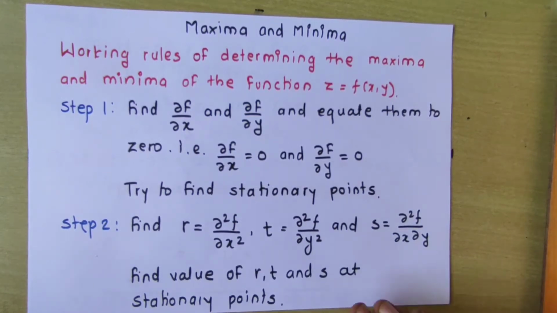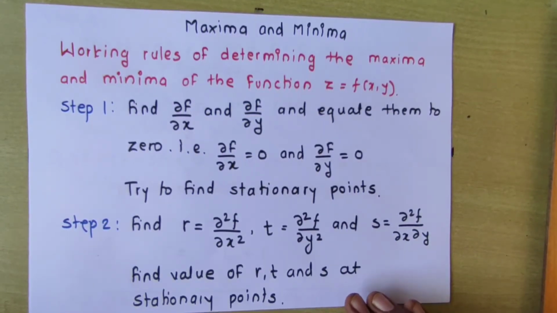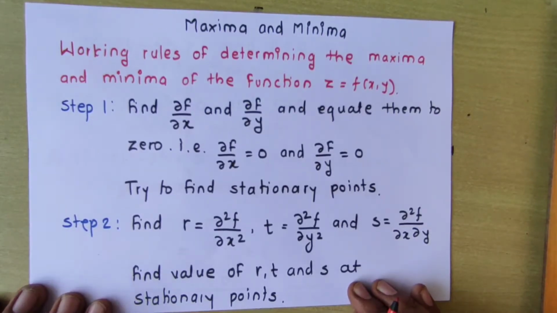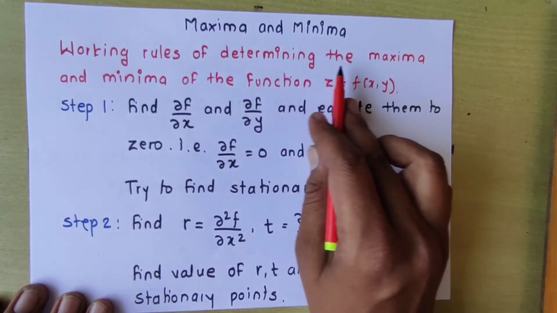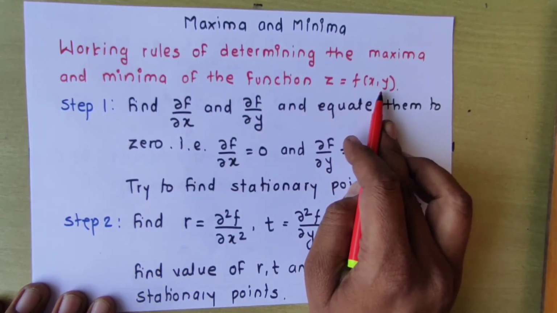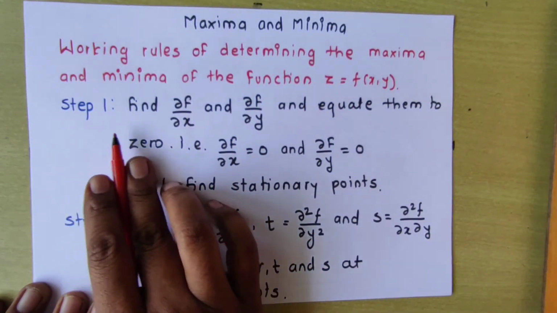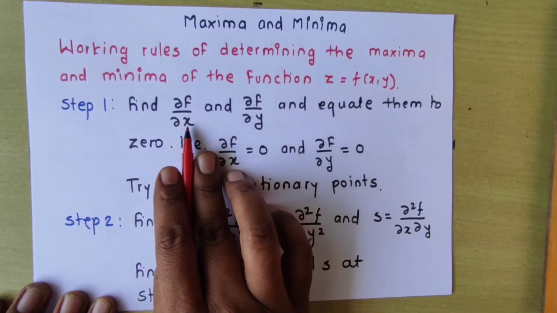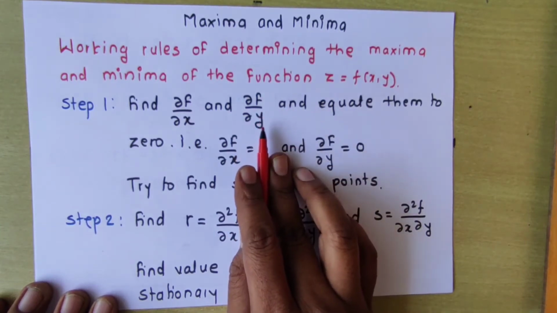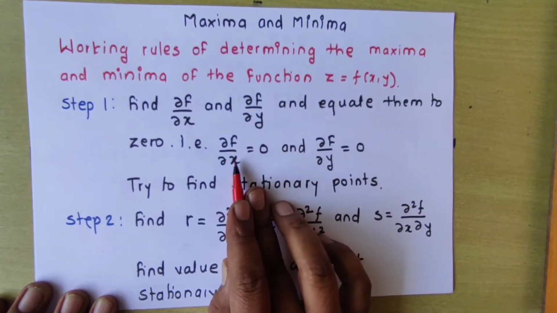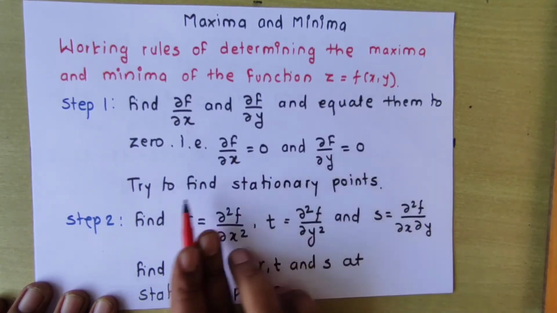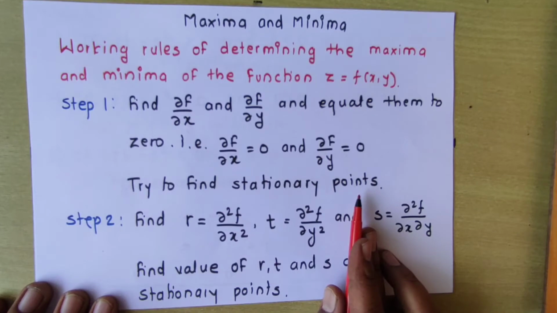Welcome to all. In this video, we study how to calculate maxima and minima of a function. The working rule of determining the maxima and minima of the function z equals f of x comma y is: step 1, we need to differentiate f with respect to x, differentiate f with respect to y, and then equate those partial derivatives to 0. By equating these two, we are trying to find the stationary points.